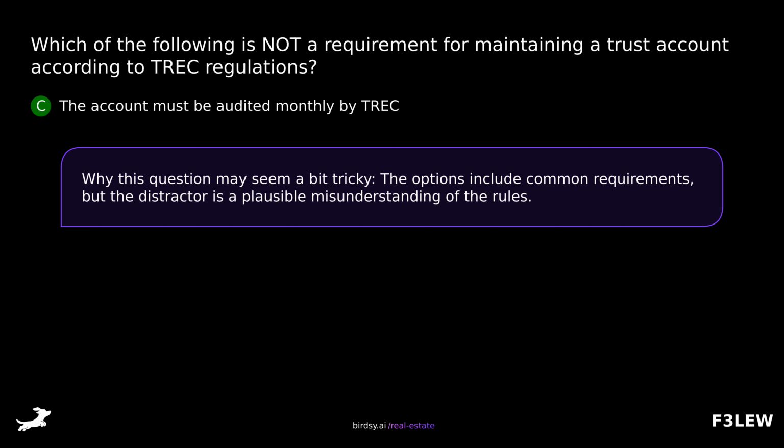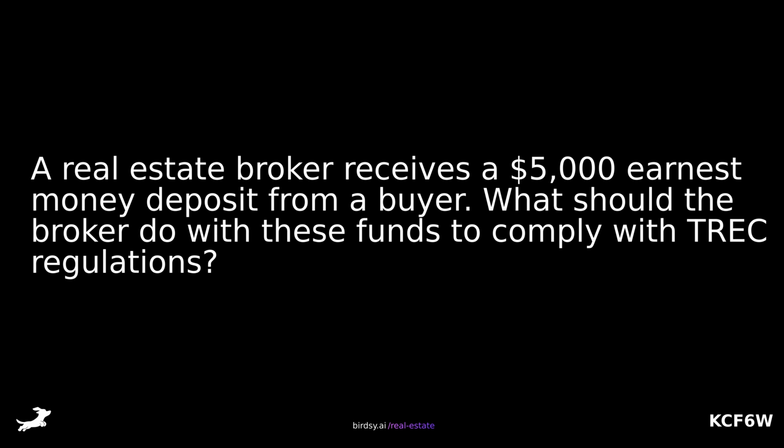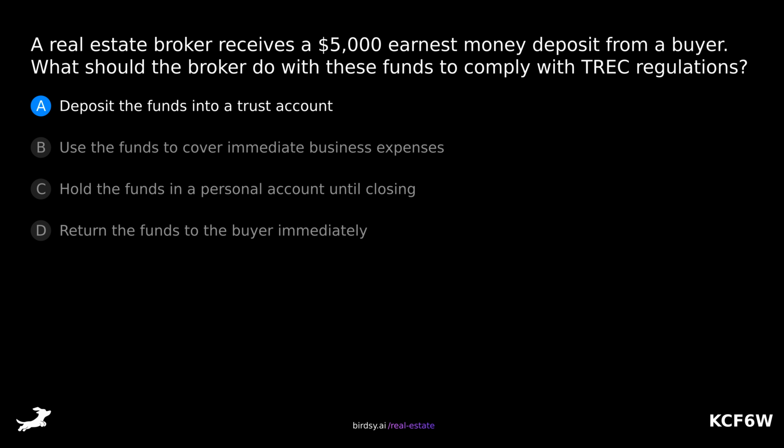A real estate broker receives a $5,000 earnest money deposit from a buyer. What should the broker do with these funds to comply with TREC regulations? Is it A, deposit the funds into a trust account, B, use the funds to cover immediate business expenses, C, hold the funds in a personal account until closing, or D, return the funds to the buyer immediately?